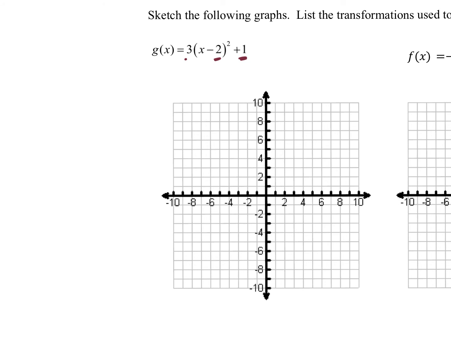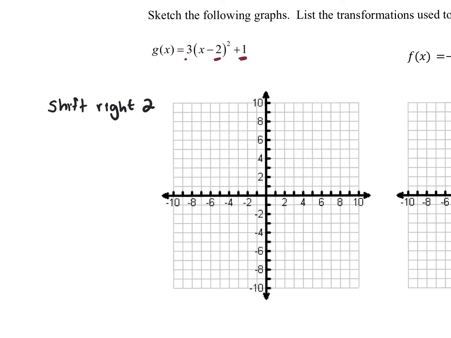So we always usually start inside the parentheses. So that's a minus 2. So that's going to be a shift to the right of 2 units. And again, don't forget, when it's inside, it's always the opposite of what you think. So minus actually goes right.